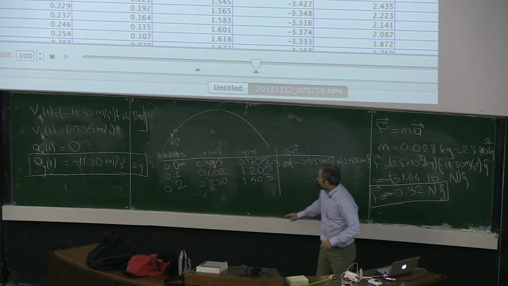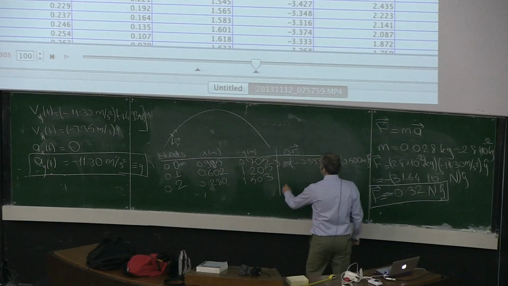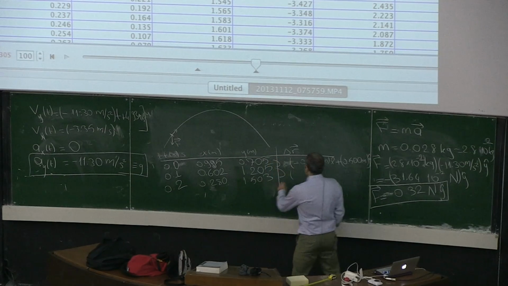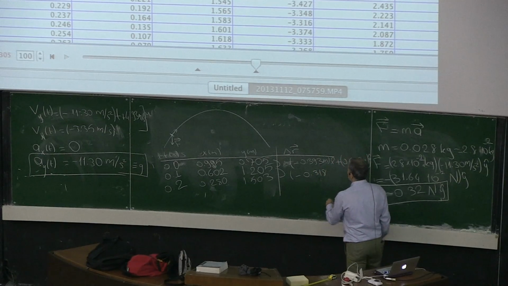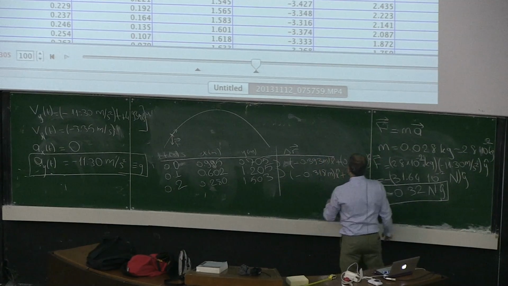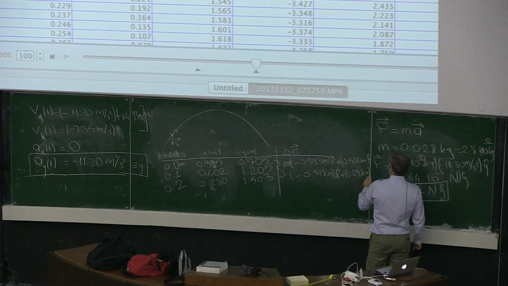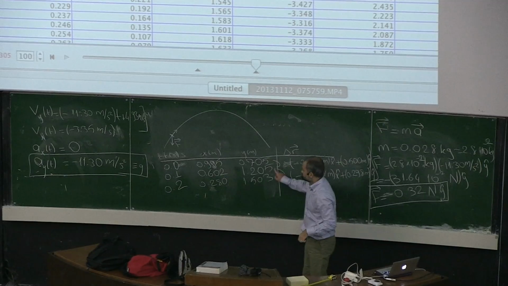Now the displacement between time t equal to 0.1 and time t equal to 0.2 is, the difference of this one minus this one, minus 0.318 meters in the x direction, plus this minus this one, 0.298 meters in the y direction. This is the y displacement.